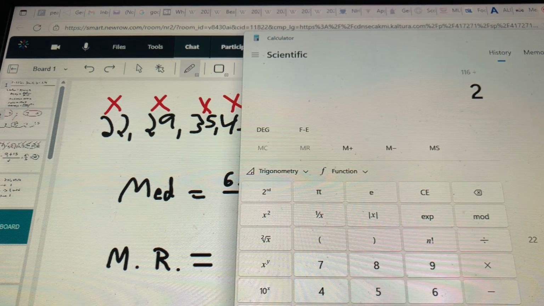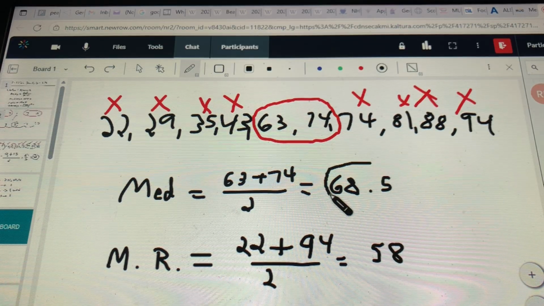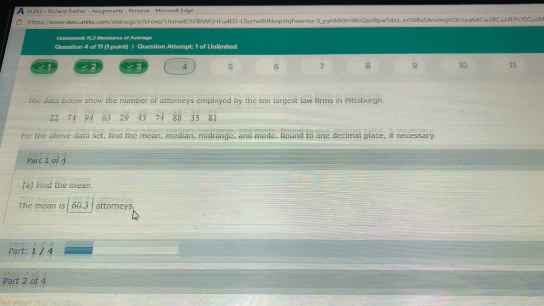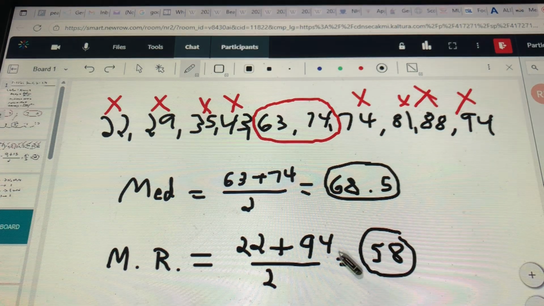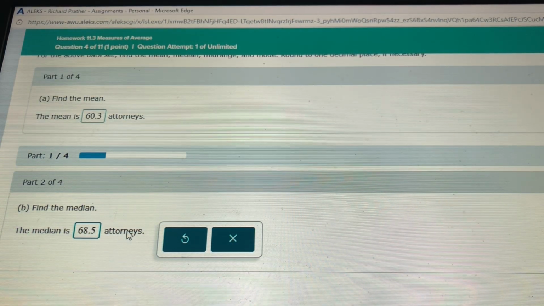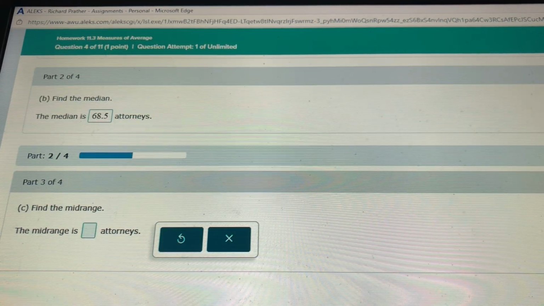I've never seen a book do the order of these answers this way, but I think I know why they're doing the mid-range third. Usually that's the last one. Most textbooks do mean, median, mode, because everybody's seen those three before, and then they do mid-range last. Here they did the mean first, then the median is 68.5. And the mid-range, see, they keep doing the mid-range third.